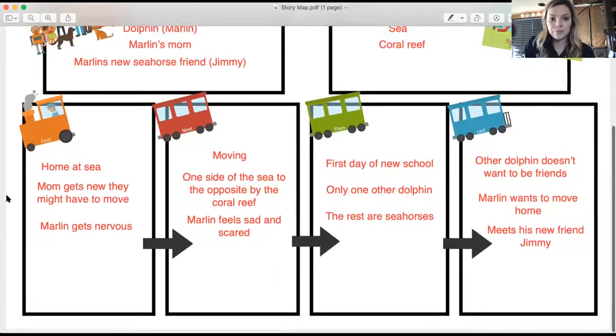Now down here, this is simply just putting your thoughts onto the paper. So it does not have to be a complete sentence.